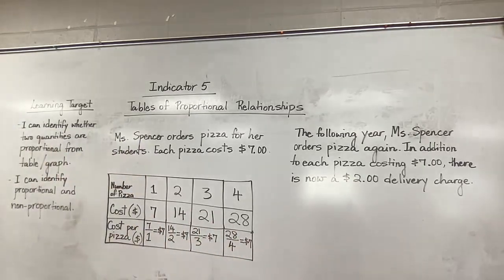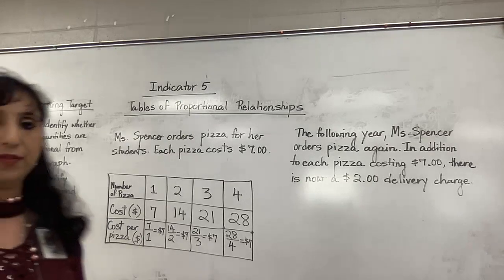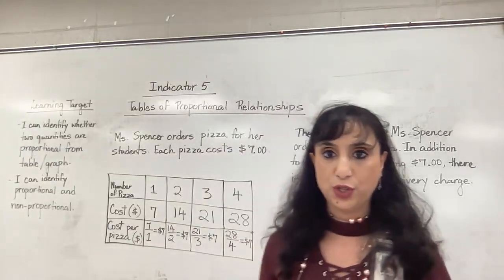So I can see that the two quantities are proportional if the ratios comparing them are equivalent. In this table, all of the ratios comparing the cost to the number of pizzas are equivalent, and they have a unit rate of $7 for one pizza. So the cost of the order is proportional to the number of pizzas ordered. Okay, so that relationship is proportional.